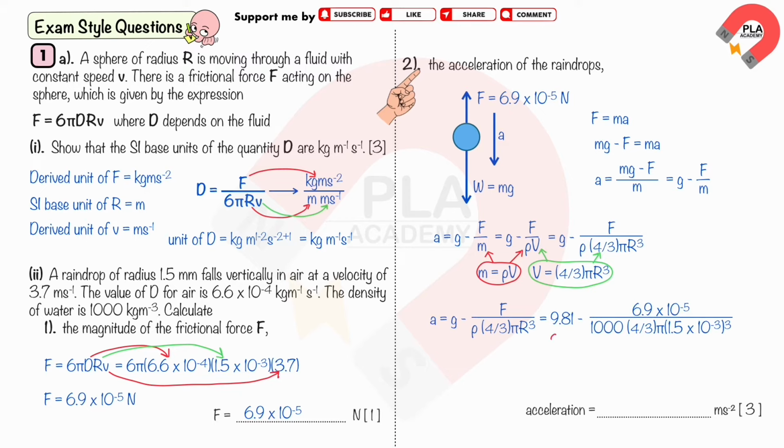Substituting g equals 9.81, F equals 6.9 times 10 to the power of negative 5, ρ equals 1000, r equals 1.5 times 10 to the power of negative 3. We get the acceleration equals 4.9 meters per second squared for two significant figures.